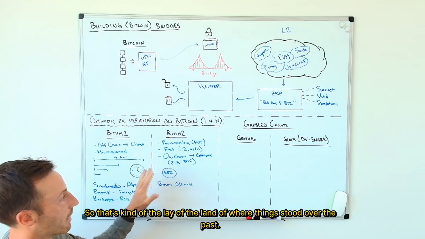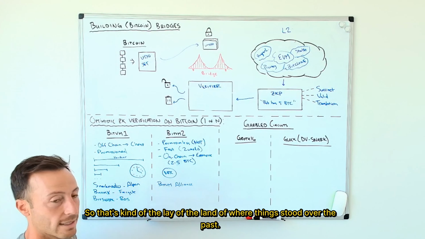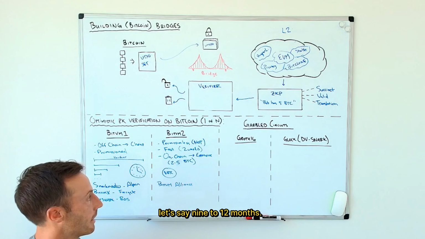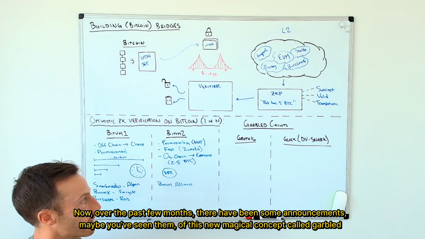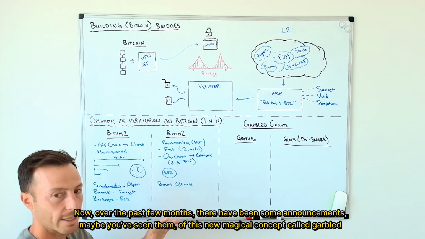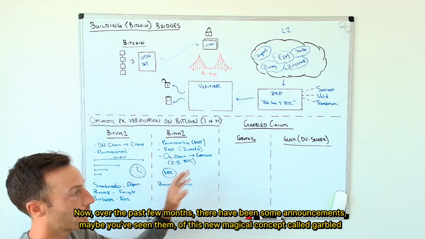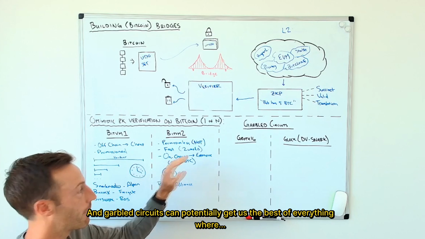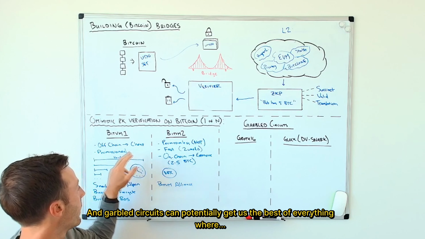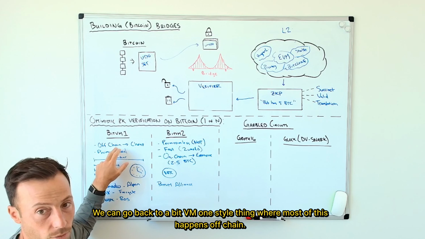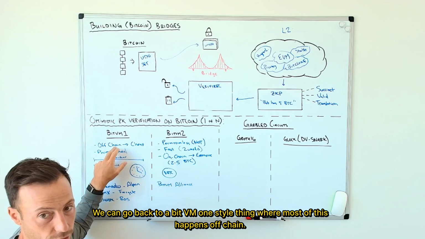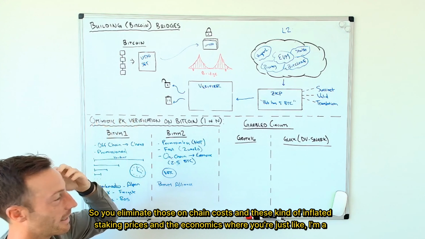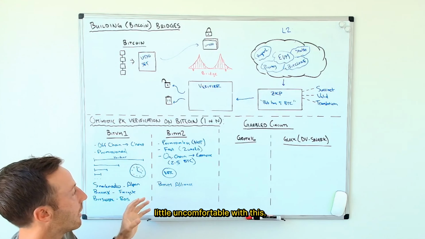So that's the lay of the land of where things stood over the past, let's say, 9 to 12 months. Now, over the past few months, there have been some announcements, maybe you've seen them, of this new magical concept called Garbled Circuits. And Garbled Circuits can potentially get us the best of everything, where we can go back to a BitVM 1 style thing where most of this happens off-chain. So you eliminate those on-chain costs and these inflated staking prices and the economics where you're just like, ugh, I'm a little uncomfortable with this.